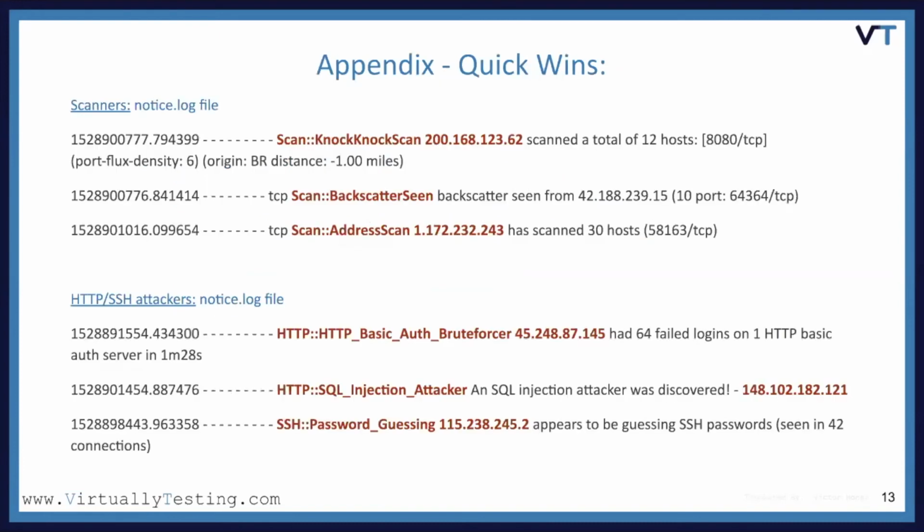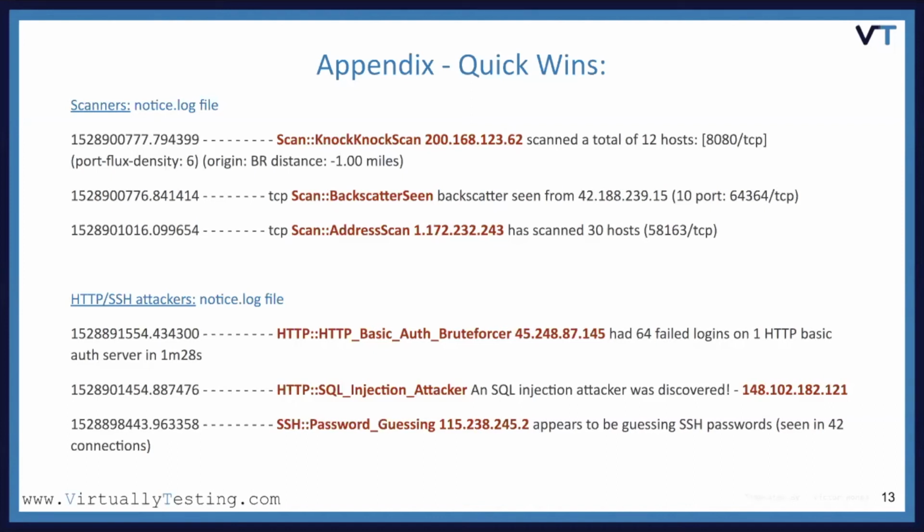And as I mentioned before, I have appendix slides that would show you what exactly I mean by quick wins. So this is the first appendix slide, which shows the scanners. So these are all taken from the production cluster. So nothing here is dummy, all is real world traffic.